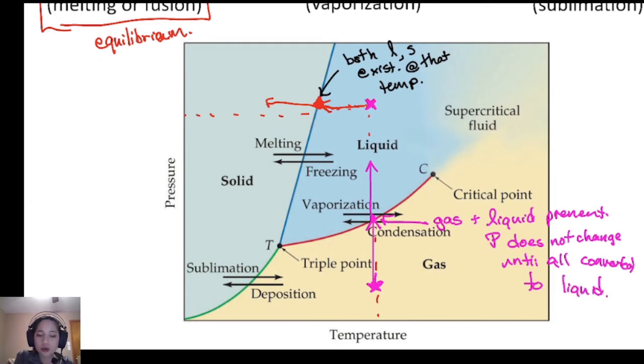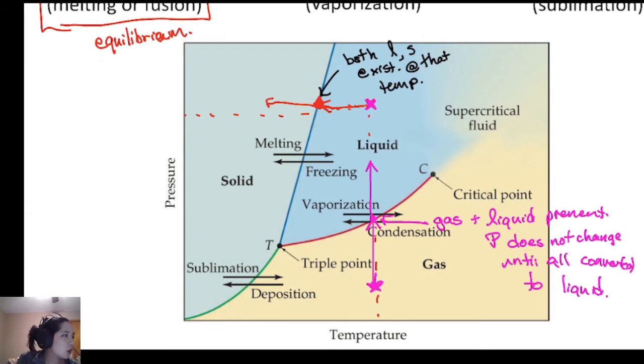All right. So essentially, anytime you cross one of these lines, you're moving either in a horizontal fashion by changing your temperature, or you're moving up and down, changing your pressure. Whenever you move across one of these lines, you will do one of these phase changes: melting, freezing, vaporization, condensation. So that gas to liquid was condensation, or gas to solid, sublimation, or deposition.